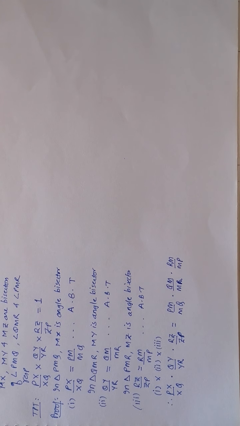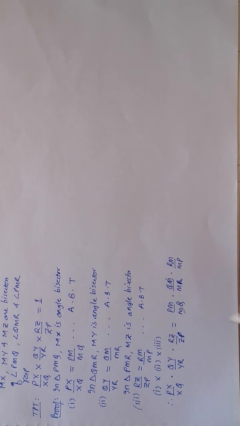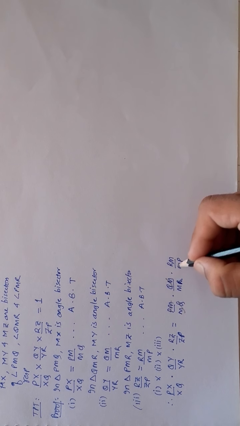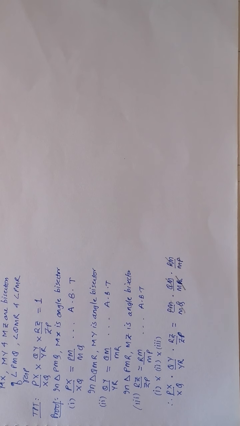Agreed? Now you can very clearly see that MQ cancels, PM cancels, and MR cancels, so you remain with only 1. Therefore you get PX is to XQ into QY is to YR into RZ is to ZP is equal to 1. Now this was a very nice, simple question. Now let us go to some question where we need to think a little bit.